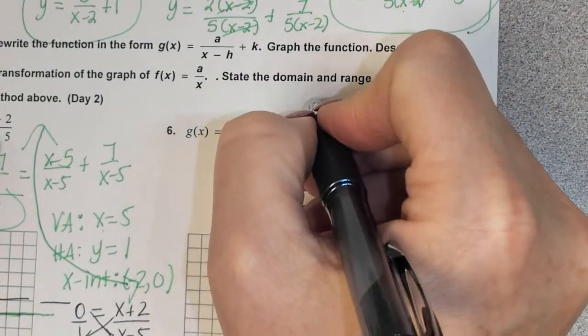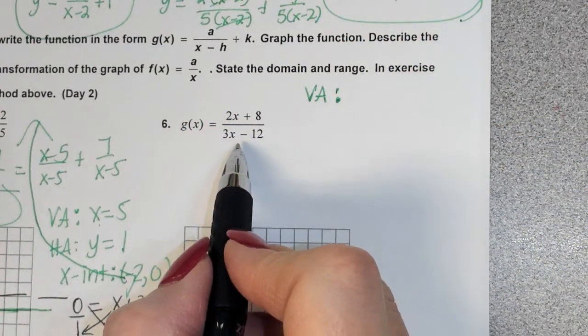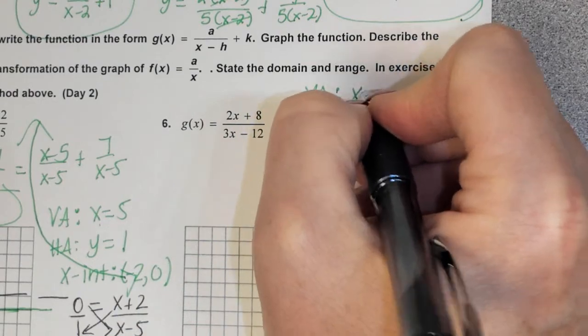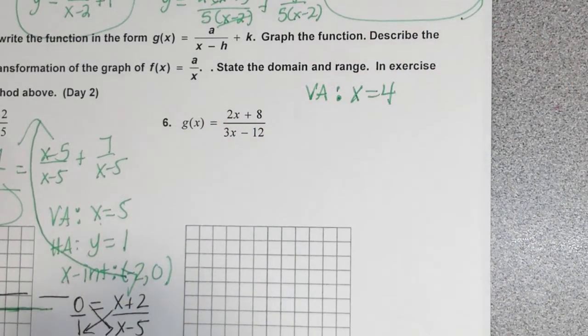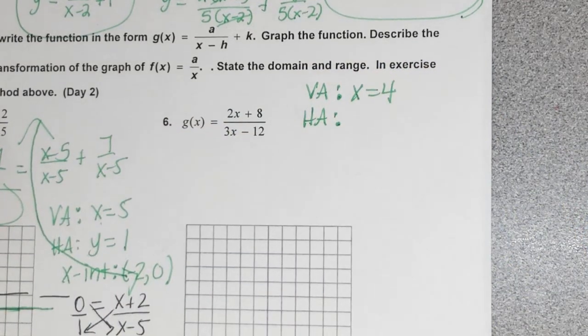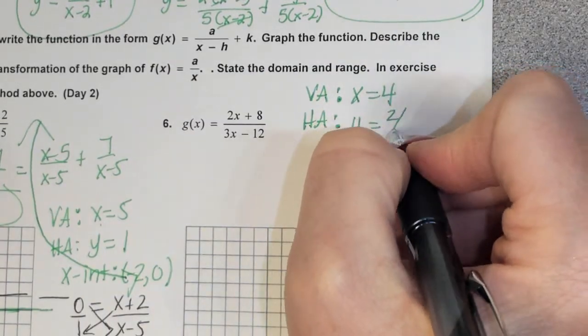So let's start off by finding the vertical asymptote. What would make the denominator 0? That's the vertical asymptote. Anybody know? 4, good. So my vertical asymptote is x equals 4. The horizontal asymptote, we look at those coefficients of x, and we divide them. Does anybody know what the horizontal asymptote would be? Y equals 2/3 is right.